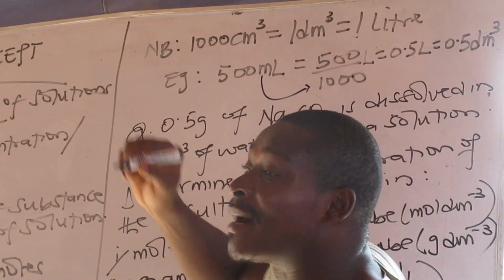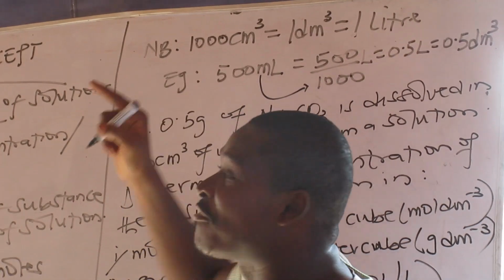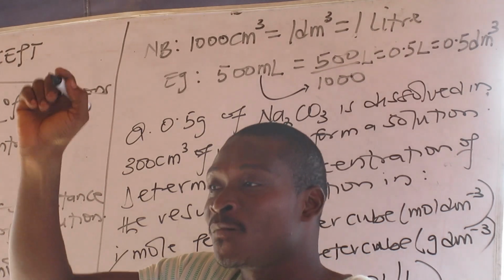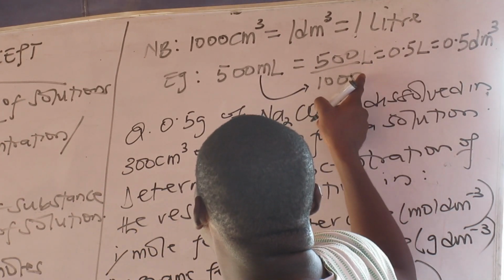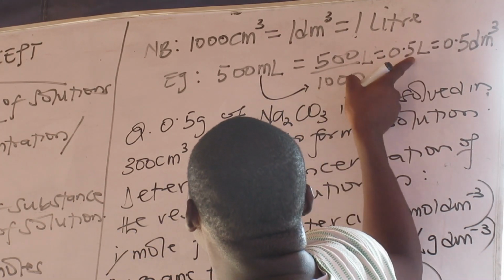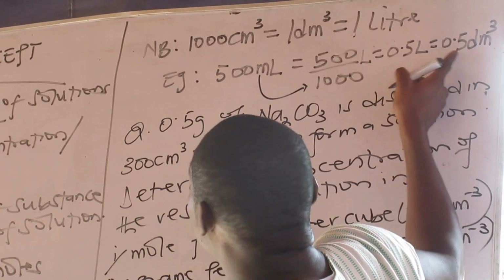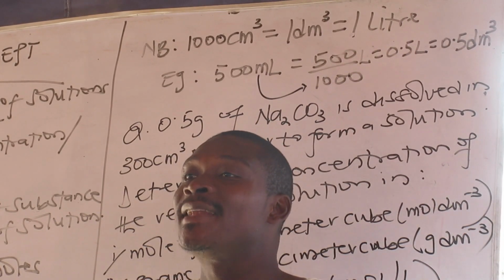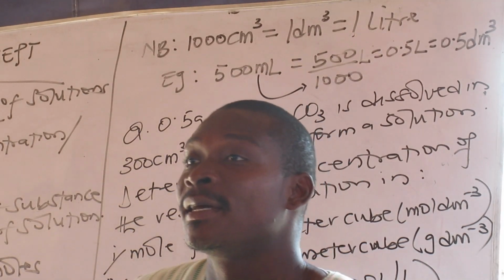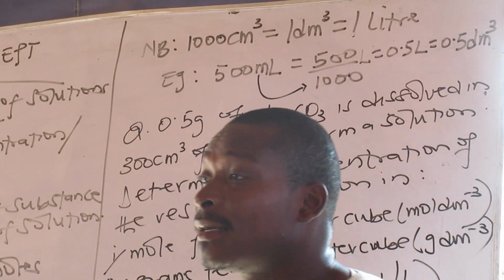So it can be 500 times 10 raised to the power minus 3, or physically writing, 0.5 liter. So 0.5 liter is also the same as what, a dm cube. So a dm cube is equivalent to what? A liter.